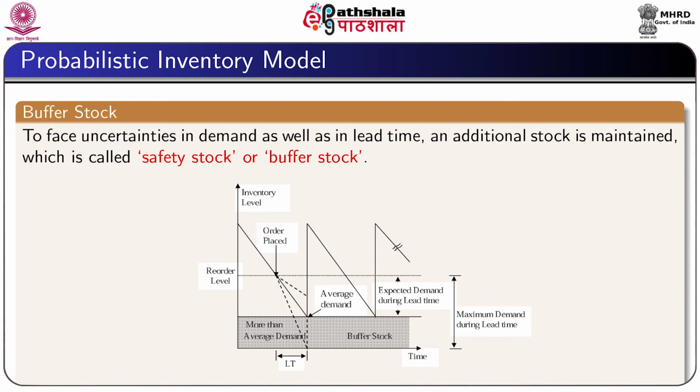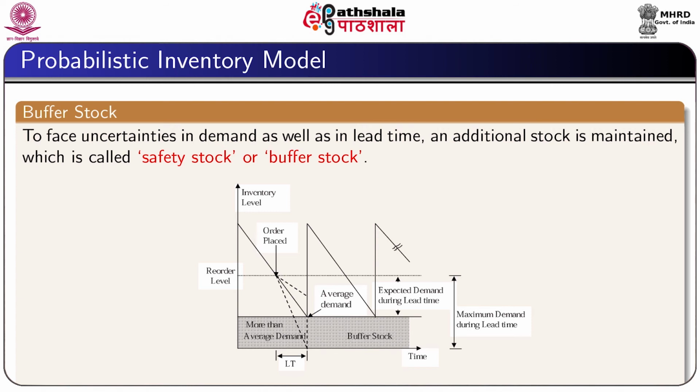Let me discuss something about the buffer stock. In order to face uncertainties in demand as well as in lead time, sometimes an additional stock is maintained in inventory, which is called safety stock or buffer stock. In the figure, LT denotes the lead time and the solid line shows the average demand.